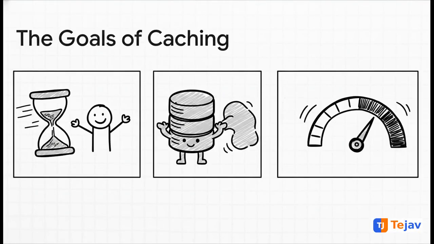So what are we trying to achieve with this? Well, the goals are super straightforward but incredibly powerful. First, we slash latency. That's the time the user has to wait. Second, we take a huge amount of pressure off the database, letting it breathe. And when you do those two things, the result is a massive improvement in your system's overall performance.